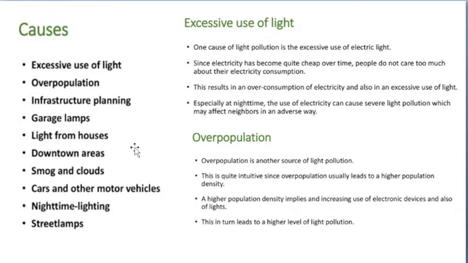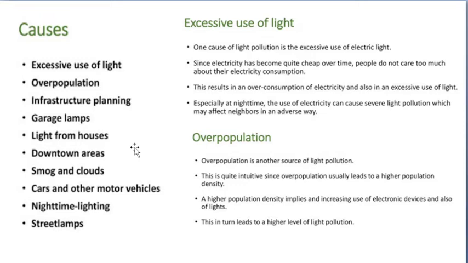Excessive use of light: one cause of light pollution is the excessive use of electric light. Since electricity has become quite cheap over time, people do not care too much, isn't it, about their electricity consumption. So this results in an overconsumption of electricity and also in an excessive use of light. Especially at night time, the use of electricity can cause severe light pollution, which may affect neighbors in an adverse way.